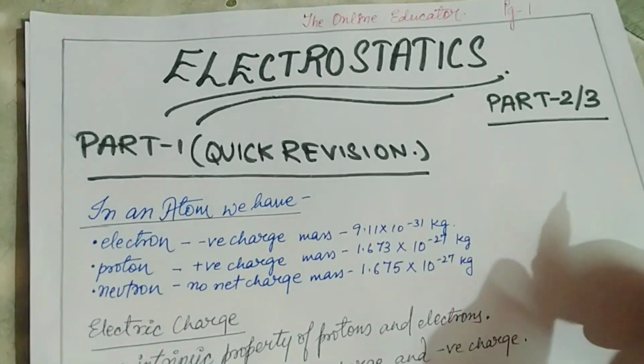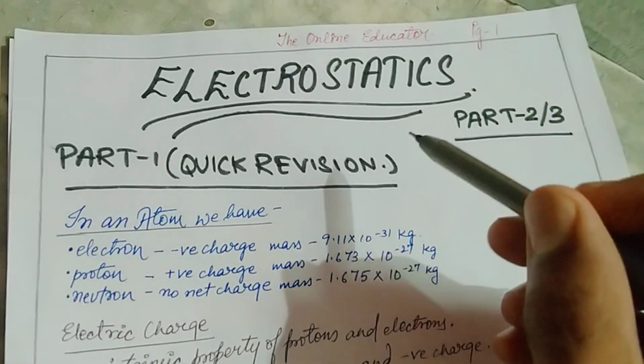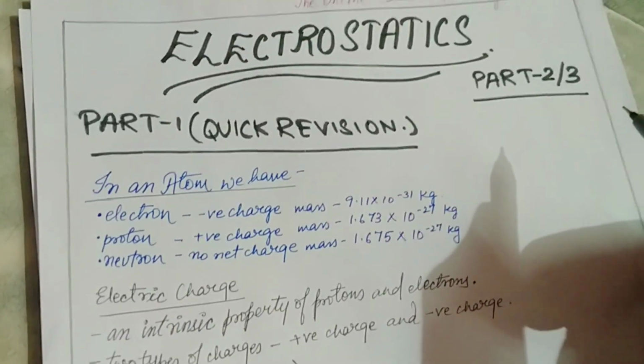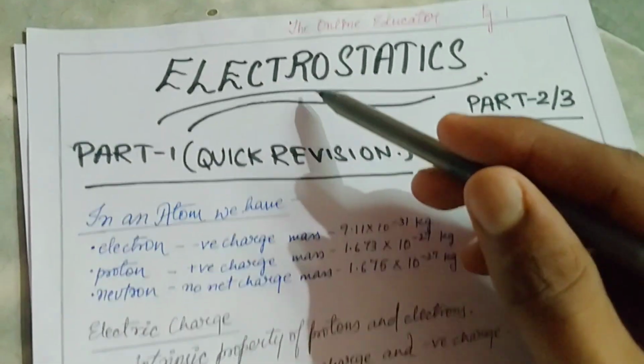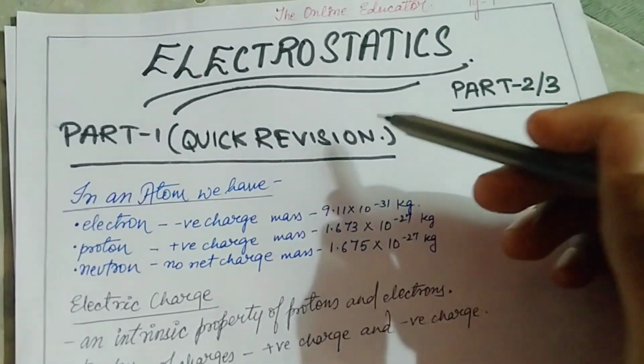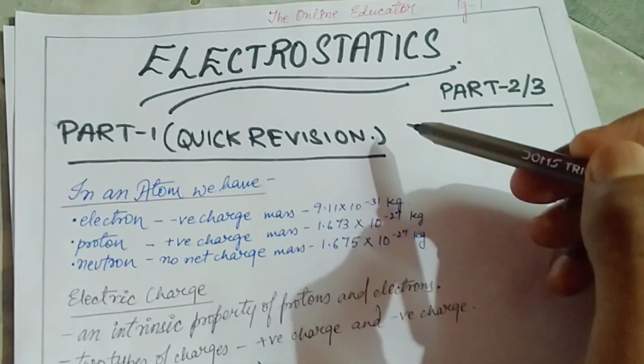Hello everyone. Today we'll be continuing electrostatics part 2, and we were studying the branch of physics electrostatics. Electro means electric and statics means rest. In mechanics we had seen that mechanics had three subparts: statics, kinematics and dynamics.